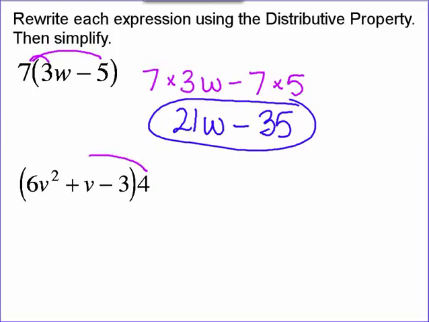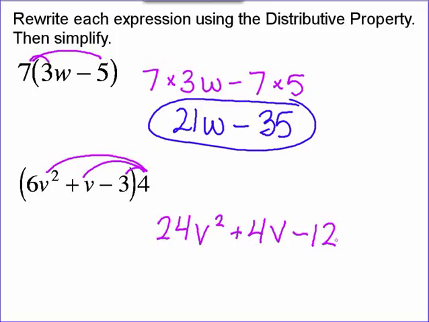But I'm still going to do it the exact same way. So let's try and do it instead of writing that intermediate step. So I'm going to take 4 times 6v squared. What's that going to be? 24v squared. I'm going to take 4 times v. What's that going to give me? 4v. I'm going to take 4 times negative 3. What's that going to give me? Negative 12. Can you combine anything there? Nope.